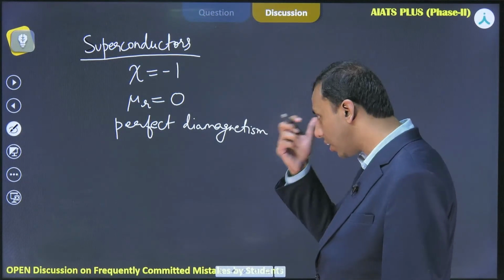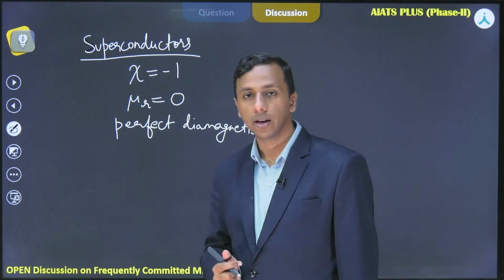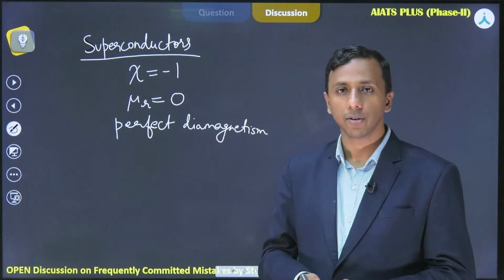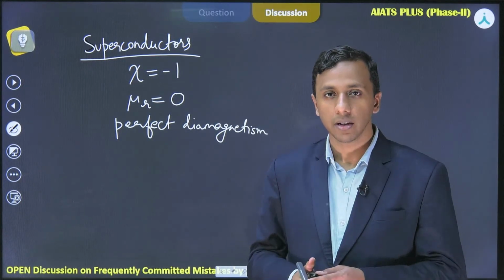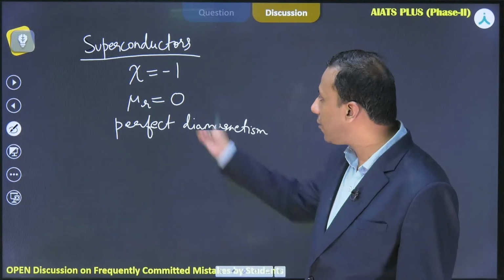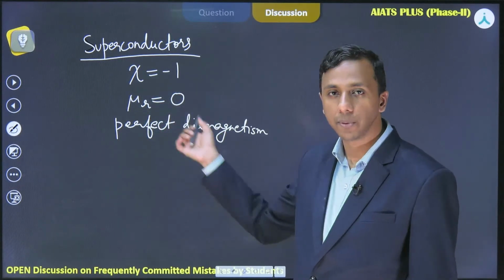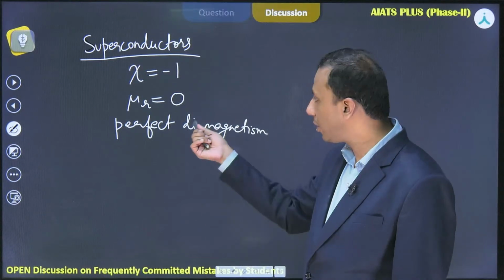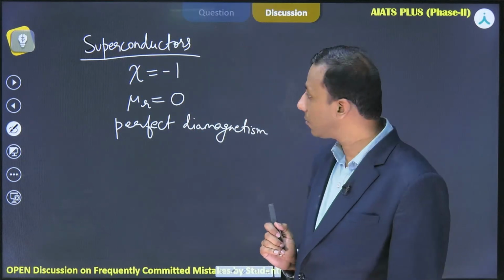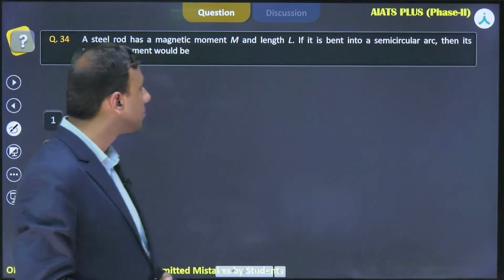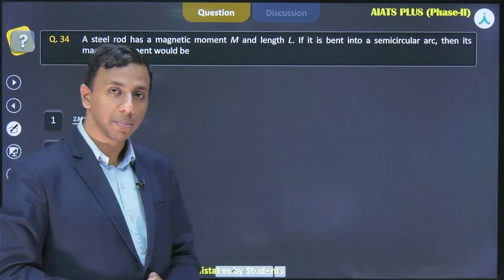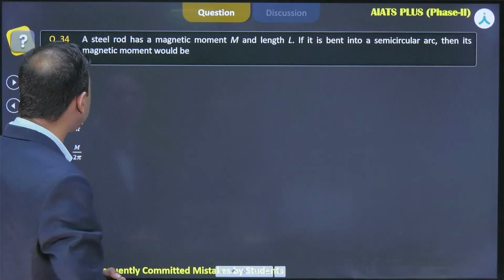And one more thing, where are they used exactly? An example: if you remember, magnetically levitated trains, super fast trains. They will employ this concept and this application. So it can find application over there. All right. Very well. Now see this question. This is also from your magnetism and matter. But see what is given over here.